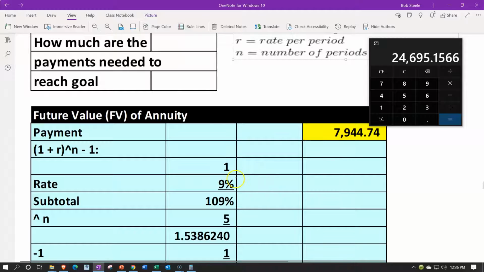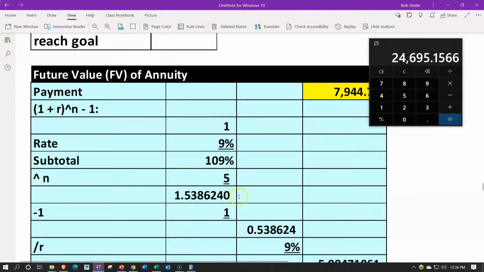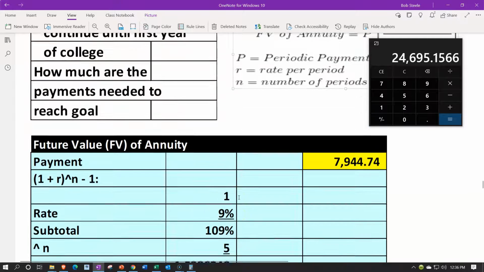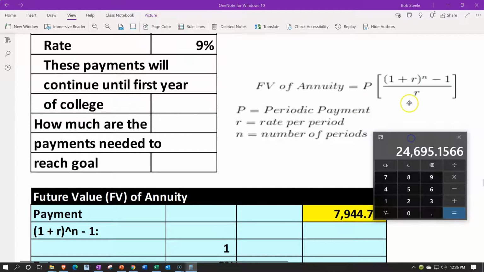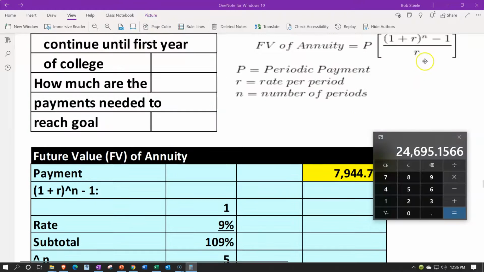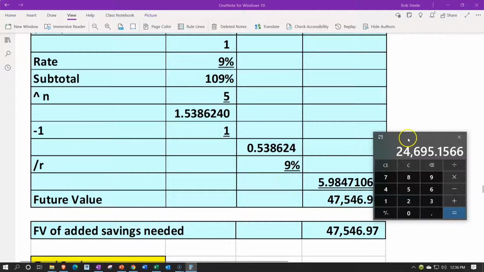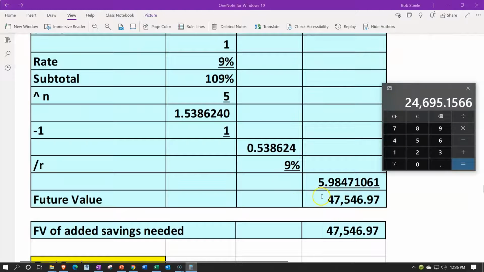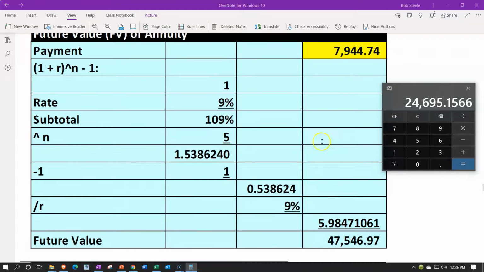So we've got the 1 plus the 9%, 109% to the power of number of periods, 5. So it would be the 109% caret 5 to the power of 5, giving us the 1.538624 minus 1, and that would be the end of the numerator. That gives us this number, the 0.538624, and then the denominator, R divided by R, which would be 9%, giving us the 5.9847, and so on, multiplying then the outer column out.